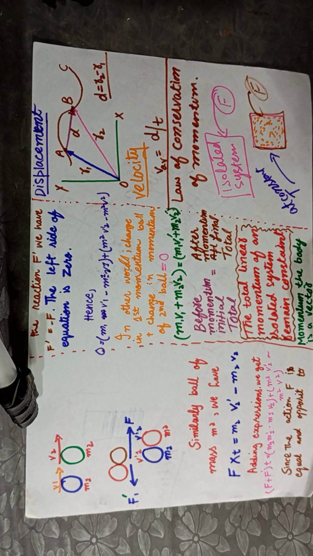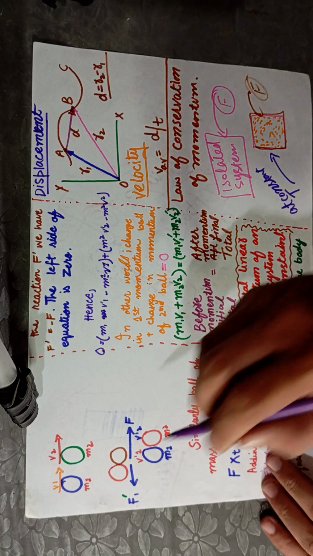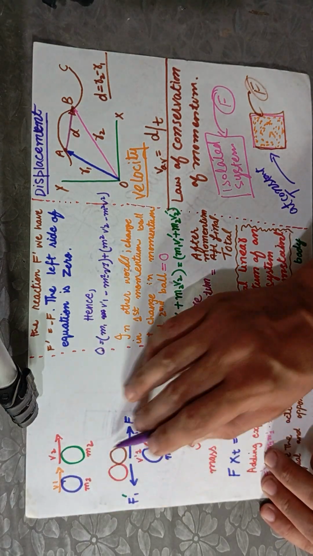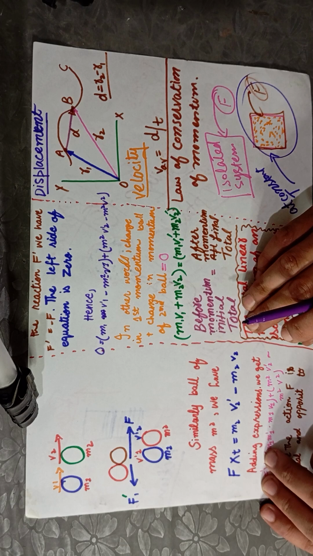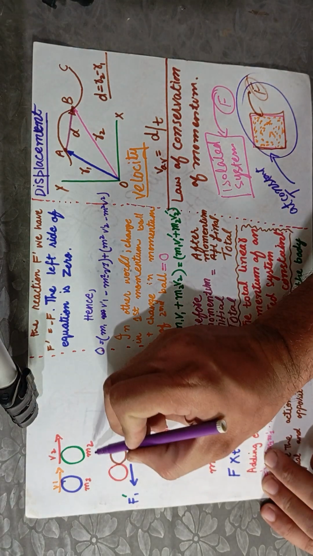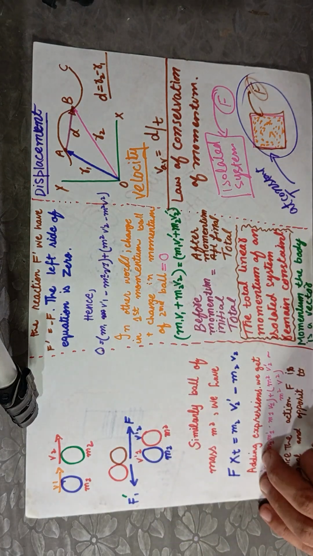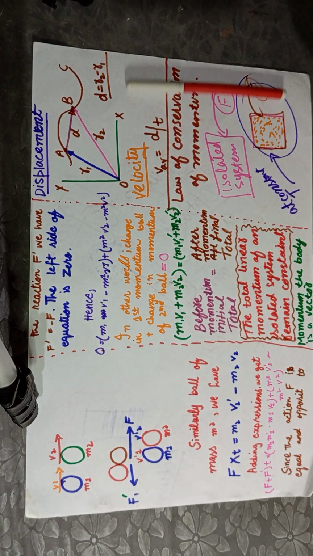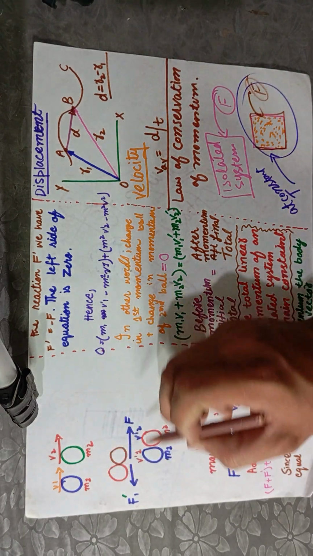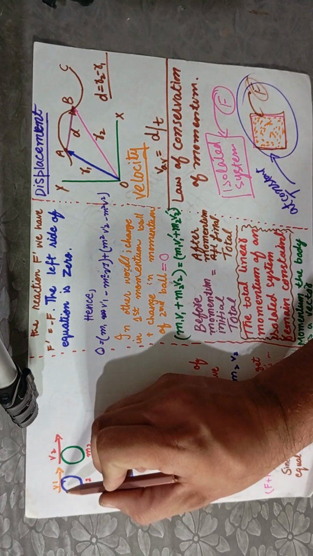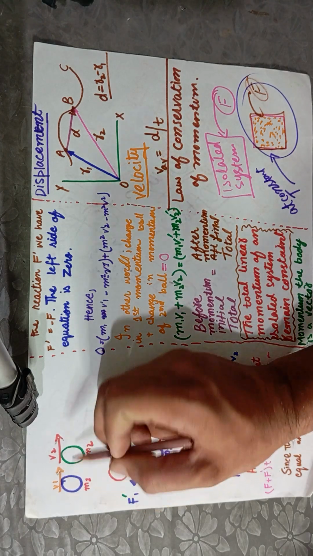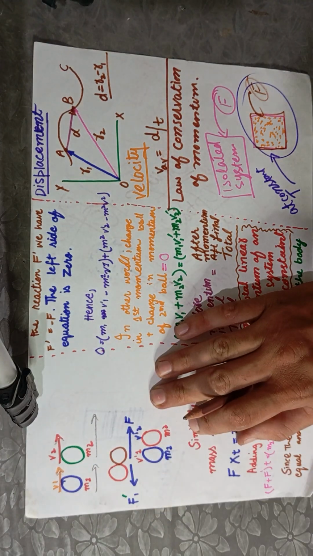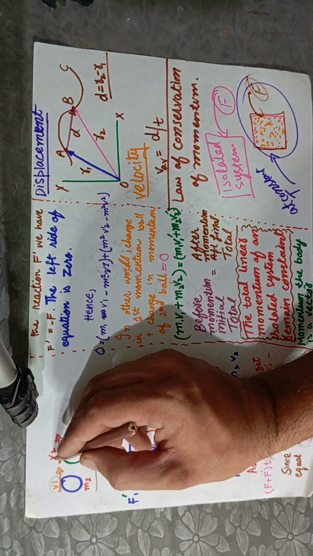Another example, consider an isolated system of two smooth, hard interacting balls of masses m1 and m2, moving along the same straight line in the same direction with velocities v1 and v2 respectively.